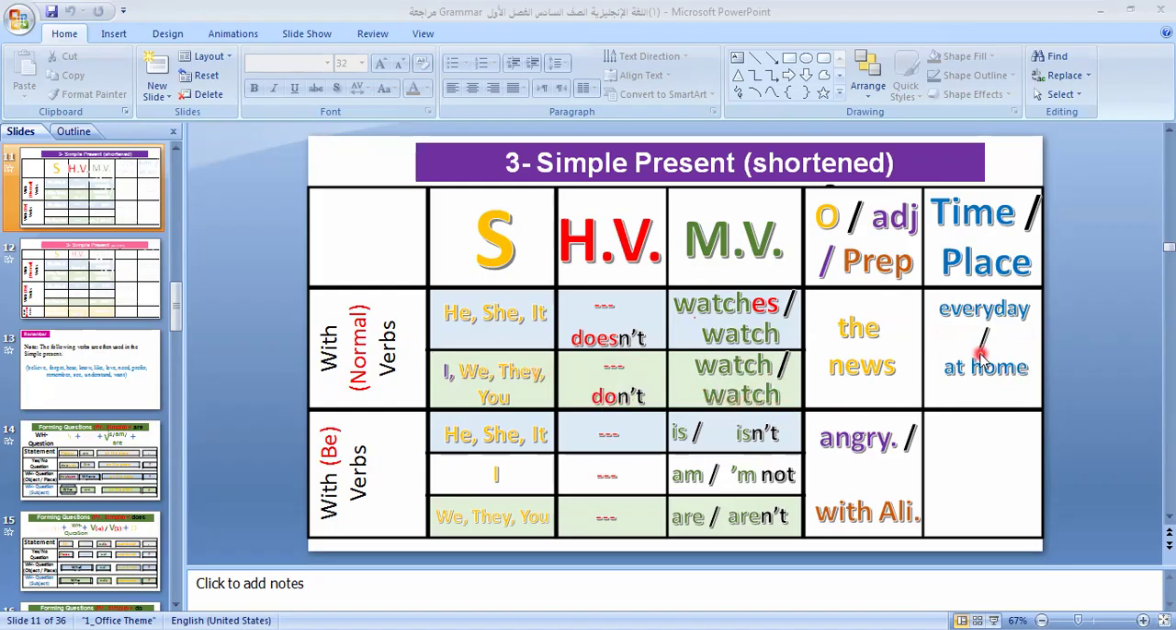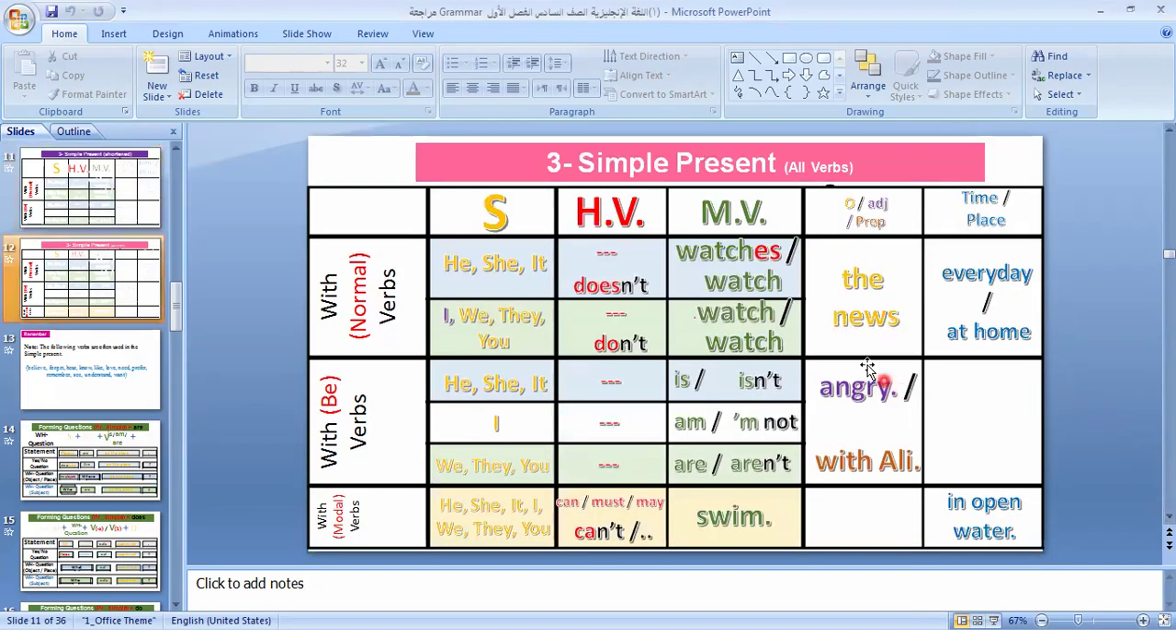So what are the keywords of this tense? It will be always, usually, sometimes, every day, never, really, often, and so on. All these are the keywords of the present simple tense. And as we learned before, we use the present simple tense to express habits, facts, and routines. Okay, I think we explained this before.